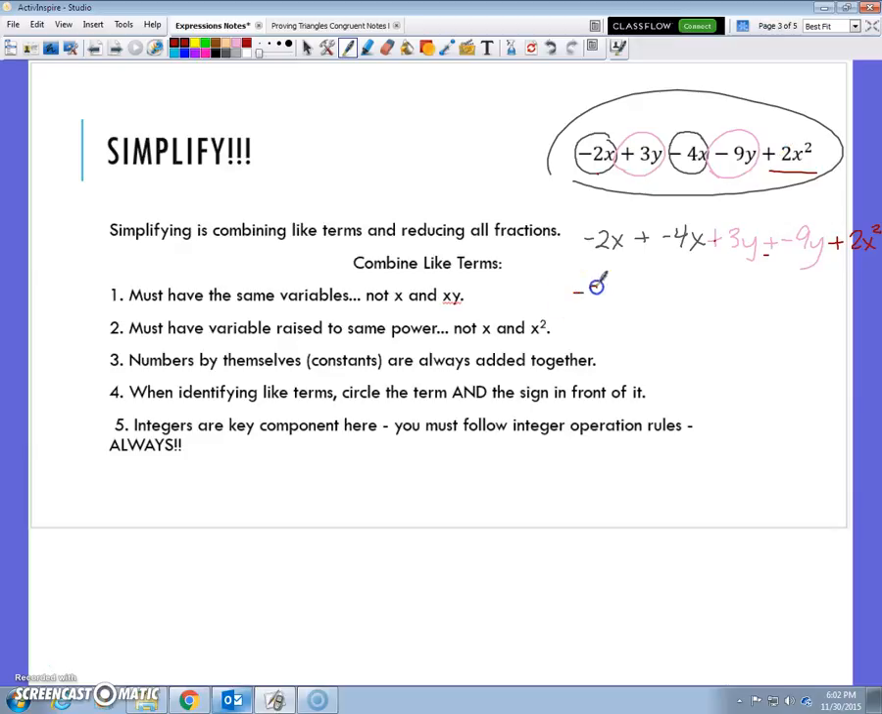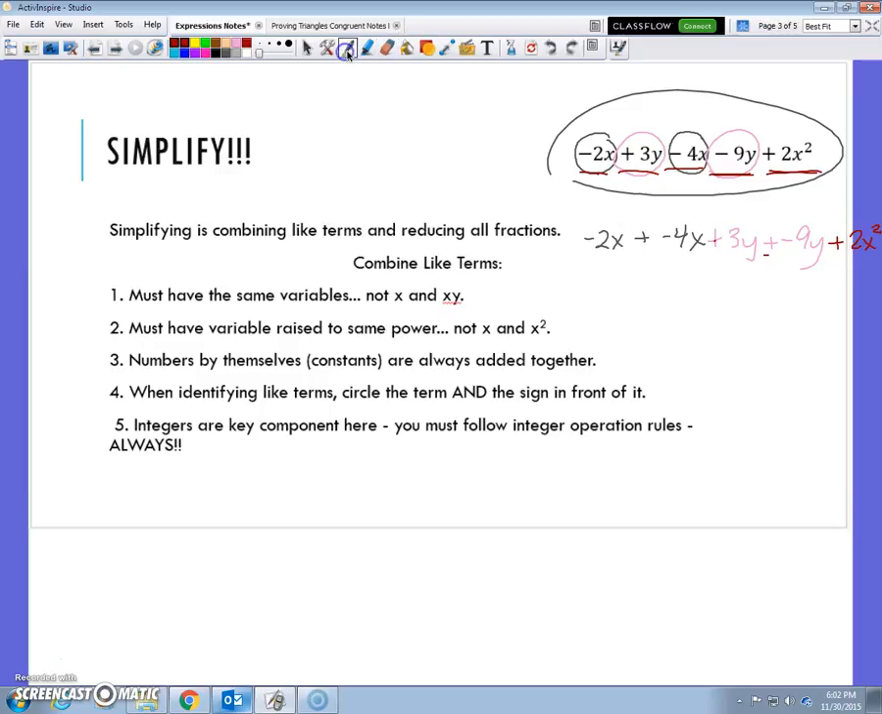I could also write it as negative 2x minus 4x plus 3y minus 9y plus 2x squared. But as you can see, once I do my change, it's the same exact thing either way. All right, so hopefully you caught that, but I prefer just to leave it the first way.